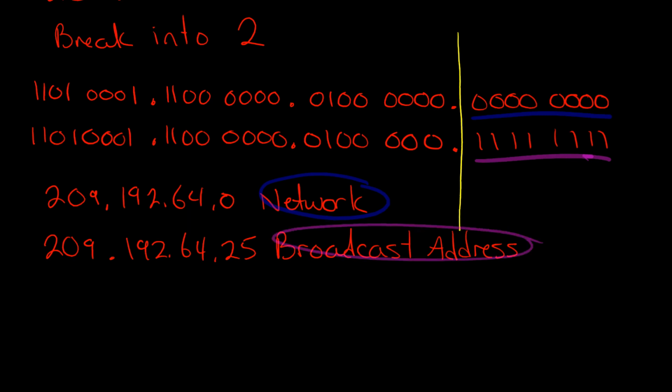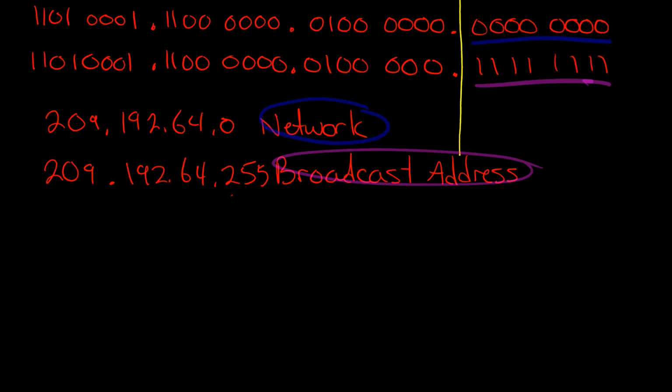Okay, we're going to be using this information throughout these conversions, so it's good to have a familiarity with our address space. We know that because this network goes from 209.192.64.0 to 209.192.64.255, we can be pretty sure that we're not going to have any addresses that are smaller than this and not going to have any addresses that are bigger than 209.192.64.255. So we're going to look at breaking it into 2.